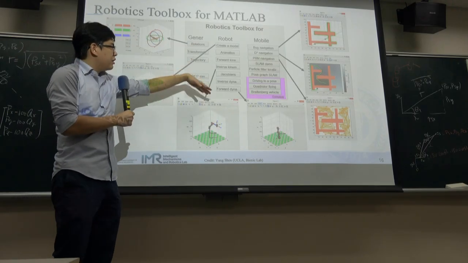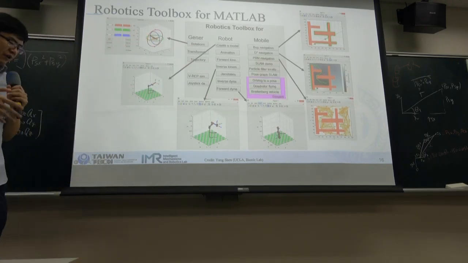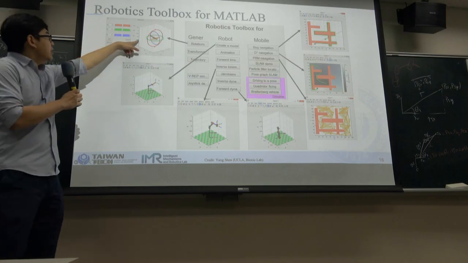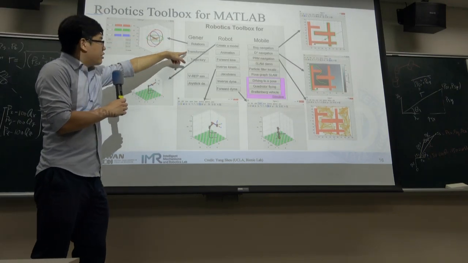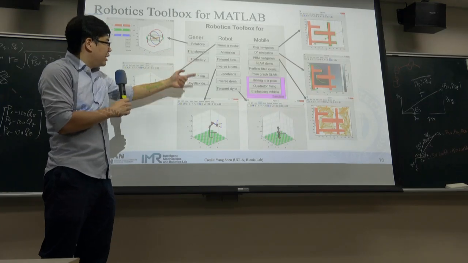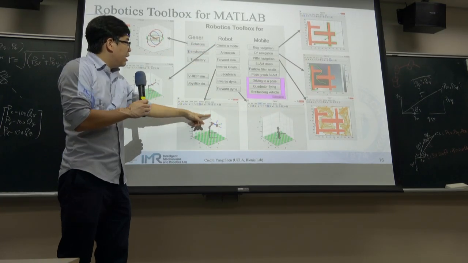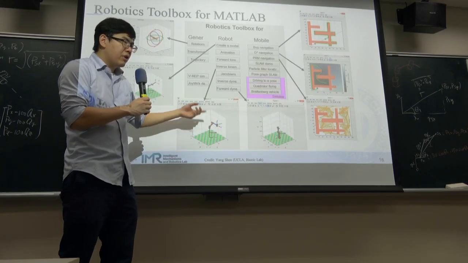Every function has a visualization, because I know sometimes it's very hard to visualize how the robot moves or how the rotation moves. So like the rotation, here we have the visualization, and also a transformation matrix, trajectory. And for the robot, you can create a model. You can use the DH parameters to create your own robots.